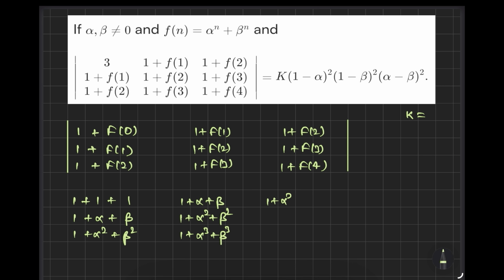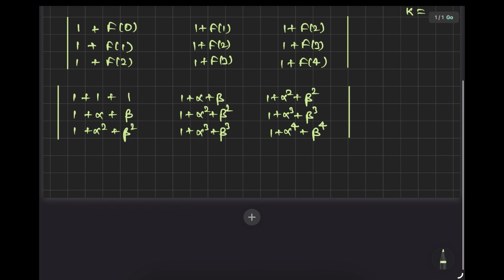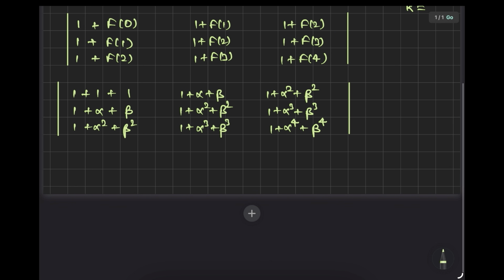1 plus alpha square plus beta square. 1 plus alpha cube plus beta cube. 1 plus alpha power 4 plus beta power 4. Okay, so if you observe, we are having three things. Don't you think that it connects you with the product of determinants? So what we will do is split this into two determinants. Okay, so look at this.